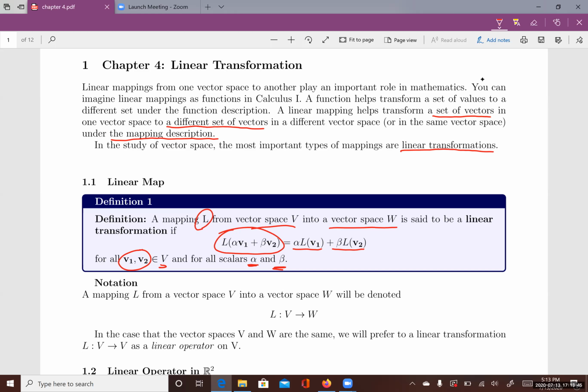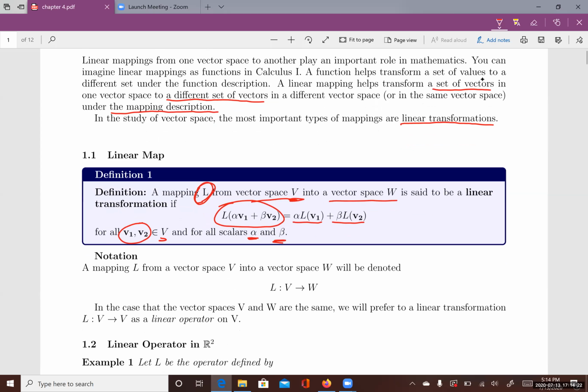Again, in order to determine whether a map is a linear transformation, you need to make sure that if you apply the map L onto a linear combination of v1 and v2, with alpha and beta as the weights, then this equals alpha multiplied by L applied on v1 plus beta multiplied by L applied on v2. v1 and v2 are two vectors in V, and alpha and beta are just constants or scalars.